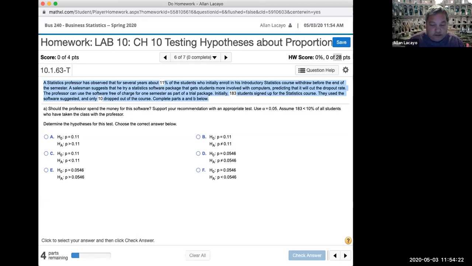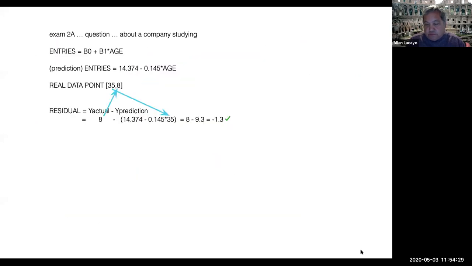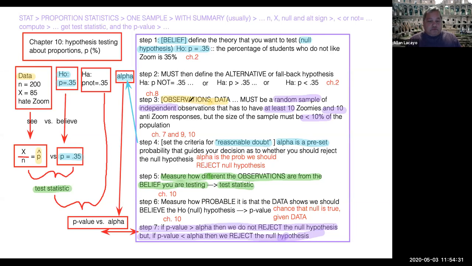So let's read the question first. I'm going back to board number 1. So what we're doing now is doing something called a hypothesis test, and a hypothesis test takes 7 steps to complete. So we're going to use this board in this question. And we're going to go to the last board here.